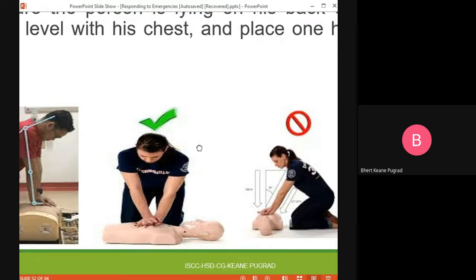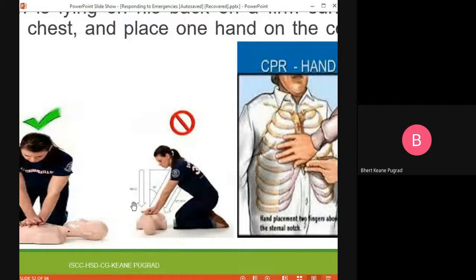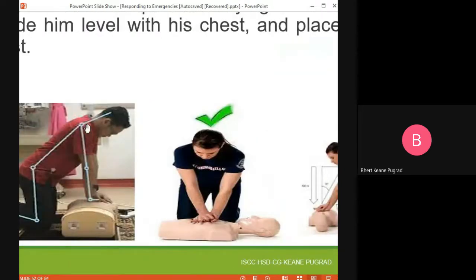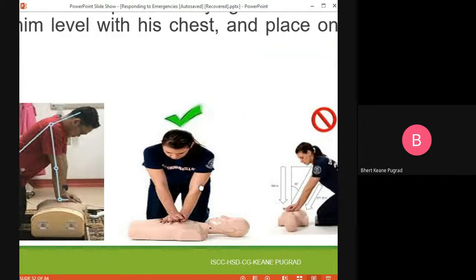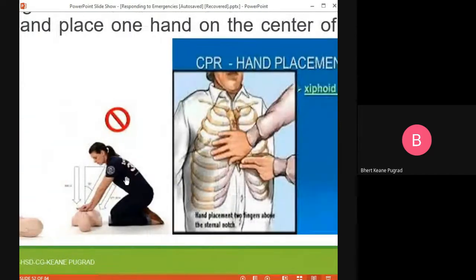Dapat straight lang siya. In this last picture, tama yung positioning niya, tama yung pagluhod niya, pero sobrang layo siya sa pasyente. Dapat ay lumapit siya para yung pag-deliver ng chest compression ay diretso at hindi naka-angulo into a 45-degree angle. Okay, the angle should be almost 90 degrees, para effective yung pagkaka-deliver ng ating chest compression.